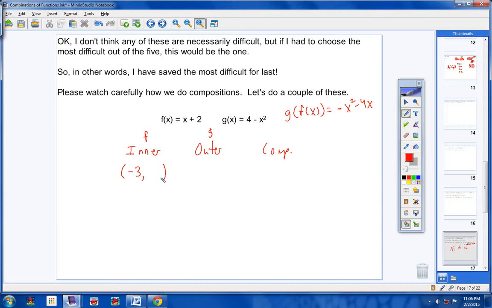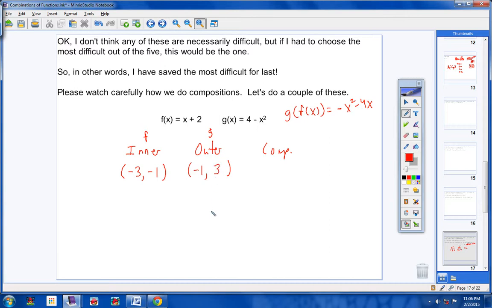Okay, this really shouldn't take too long. Put a negative 3 in for x. Negative 3 plus 2 is negative 1, okay? So when you put in negative 3, you got out negative 1. So now we'll take this number and put it in right here, into your outer function g. Go ahead and do that this time. Okay, you should get out 3.